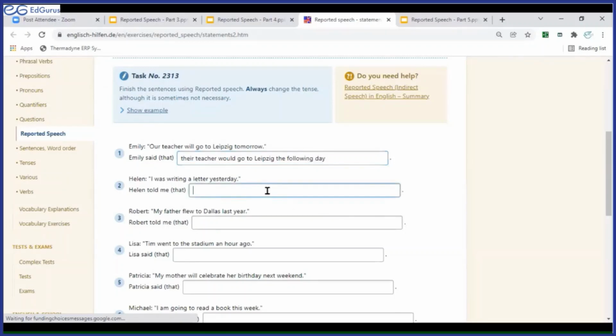Helen said, I was writing a letter yesterday. Helen is a girl or boy? Yes. She was. Was will be changed into? Yes, try this. If it is wrong, I'm there to help you. No problem. She had been writing a letter last day. Very good.